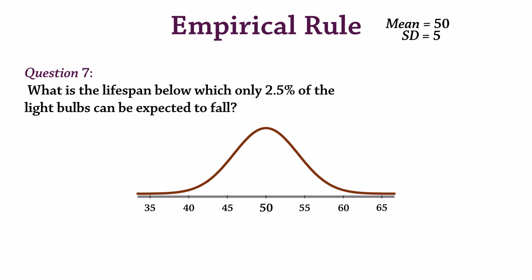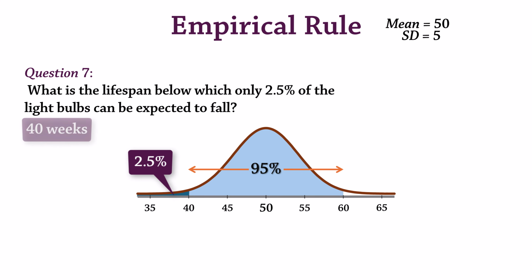Question 7. What is the lifespan below which only 2.5% of the bulbs fall? We're looking for a specific value based on a percentage. From the empirical rule, we know that the area within 2 standard deviations of the mean is 95%. The area left over in the lower tail is 2.5%. This tells us our cutoff is 2 standard deviations below the mean, which corresponds to 40 weeks here. So a lifespan of 40 weeks is the threshold where only the bottom 2.5% of bulbs remain.